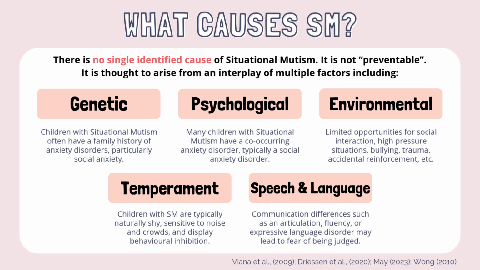If a child has a speech and language disorder, such as an articulation, fluency, or expressive language disorder, this may lead to a fear of being judged and a hesitancy to speak. So this alone, again, is not likely to cause situational mutism, but it could absolutely be a contributing factor.